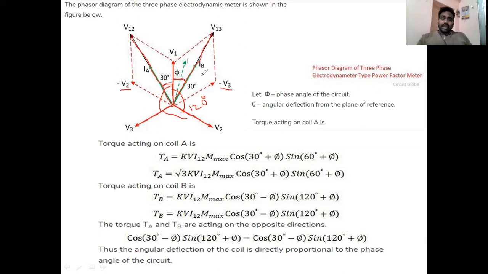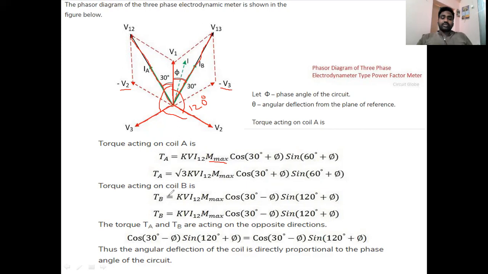If we analyze the phasor analysis with respect to the torque expression, the torque produced by coil A, T suffix A, is equal to K into V into I12 into maximum mutual inductance M max, into cos of 30 plus 5 into sine of 60 plus 5. So T suffix A is equal to root 3 into K into V into I12 into M max, cos of 30 plus 5 into sine of 60 plus 5.